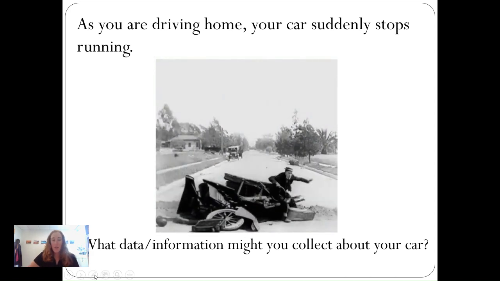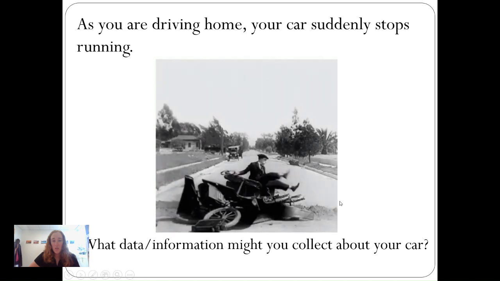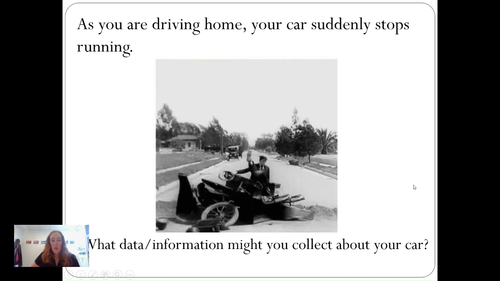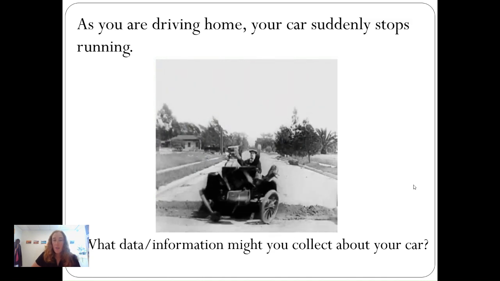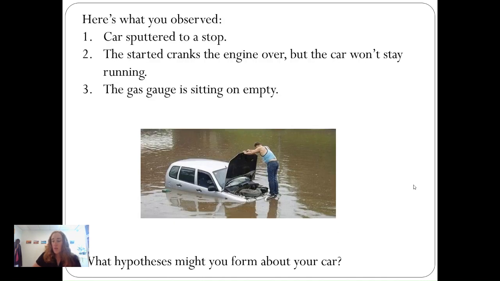Hopefully it does not stop running in the fashion of this old vehicle here that's playing through. So the question would be, what data or information might you collect about your car? If you collect information about your car, you're probably going to get out. You're probably going to go check the oil potentially. You'll check the gauges on the dashboard of your car. You'll make sure your tires are inflated. You'll make sure you're not out of gas. So you'll make those kinds of observations.